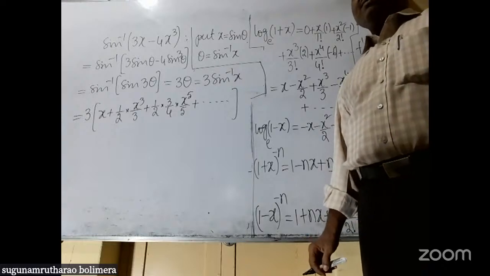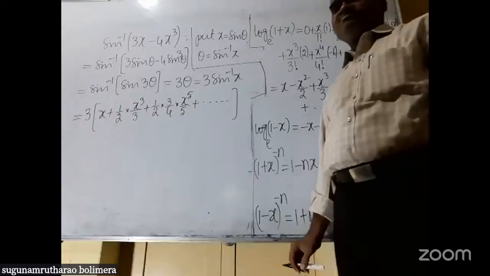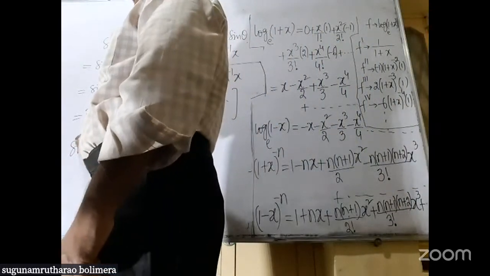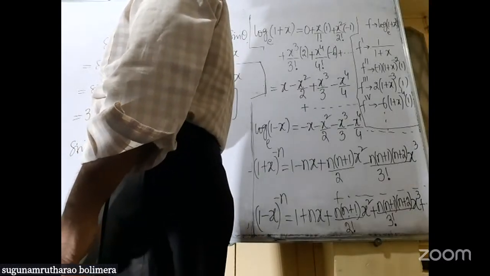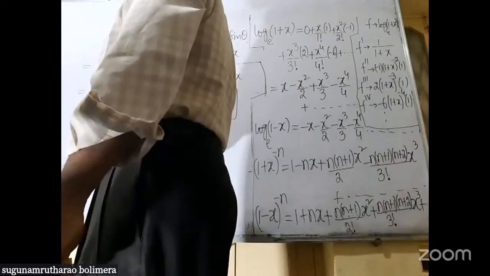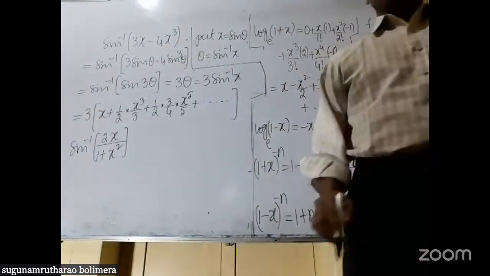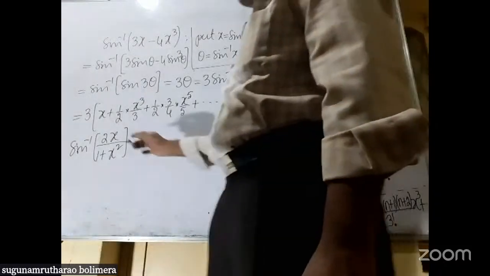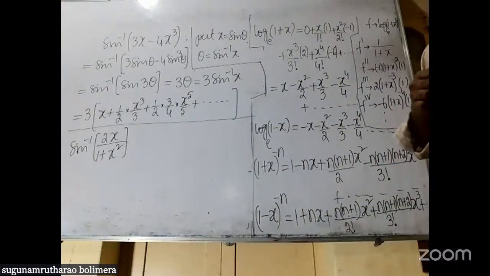Right, the next one. Everybody got this or not? Right, the next one. Find sine inverse of 2x by 1 plus x squared.